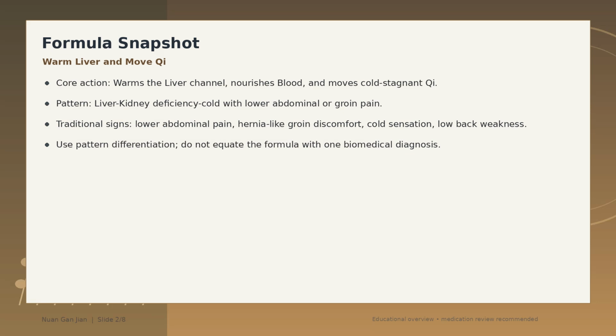Start with the pattern rather than the disease label. The traditional target pattern is liver kidney deficiency cold with lower abdominal or groin pain. Typical clues include lower abdominal pain, hernia-like groin discomfort, cold sensation, low back weakness, pale tongue, deep slow pulse. These findings are not all required, and the same biomedical diagnosis can present with different Chinese medicine patterns.